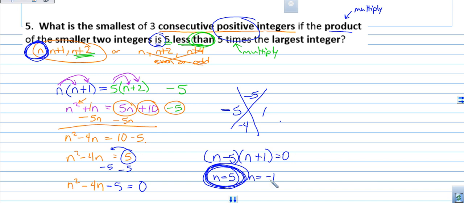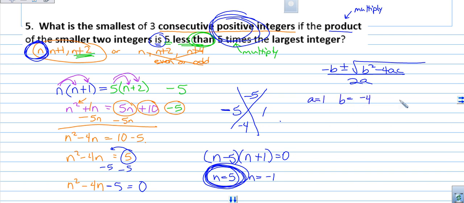Okay, and it had to be positive 5 and not -1 because it asked for positive integers. So if I was going to solve this by the quadratic formula, I would do, remember, negative b plus or minus the square root of b squared minus 4ac all over 2a. And then to look in here, my a equaled 1, my b equaled -4, and my c equaled -5. Okay? I got that from this equation right here at the bottom, and we got it equal to 0, because everything has to be done when it's equal to 0.